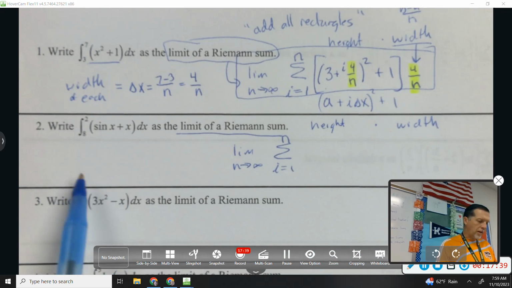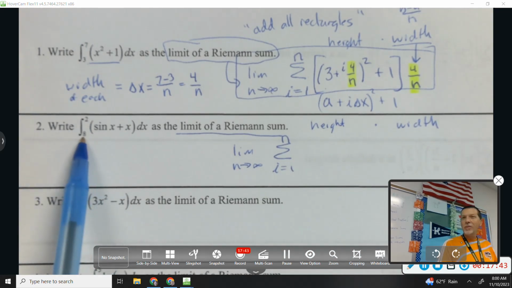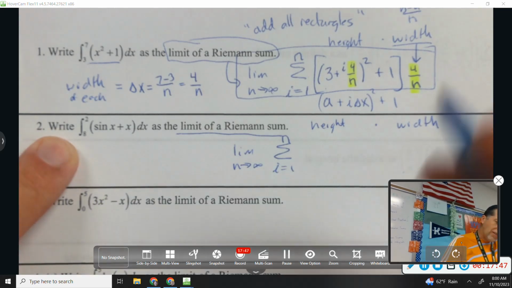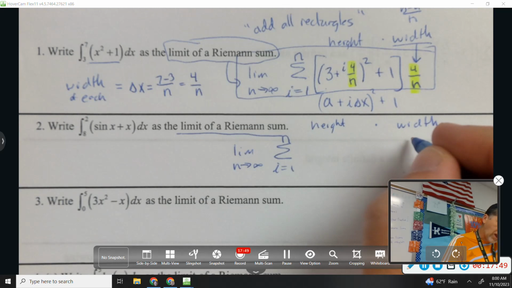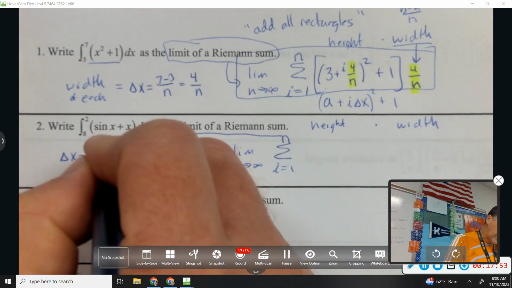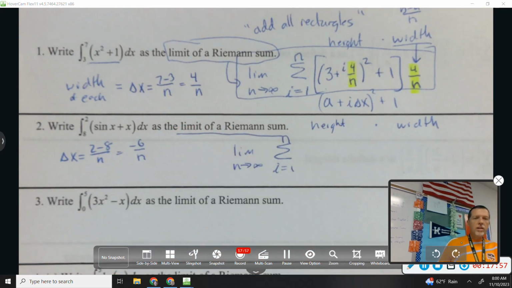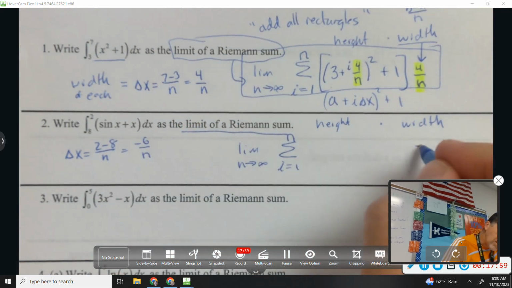And the width is b minus a all over n. Oh, what's weird about this one? It's sort of backwards. It's going to be negative, but that's okay. So it's still b minus a over n. The 2 and the 8 feel like they're in the wrong spot, but that's okay. Delta x is 2 minus 8 over n. So my width is negative 6 over n.